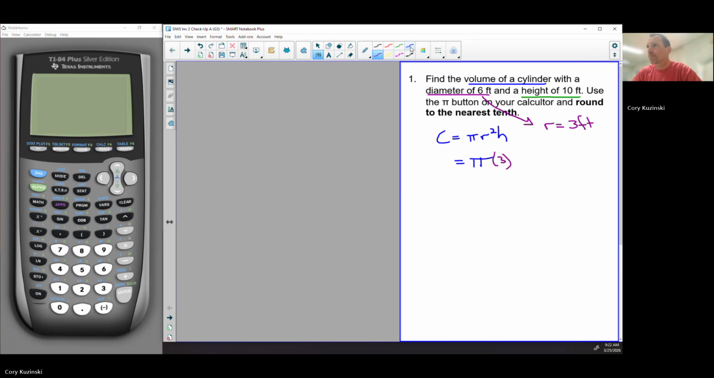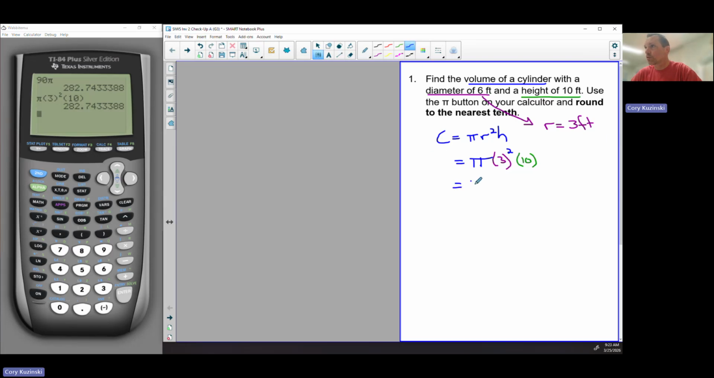squared times the height, which is 10. 3 squared is 9. 9 times 10 is 90. 90 times pi. Or you could type in the whole thing if you wanted, and don't use any mental math like me. I'm just showing off. There it is, 282.7 if we round to the nearest tenth.